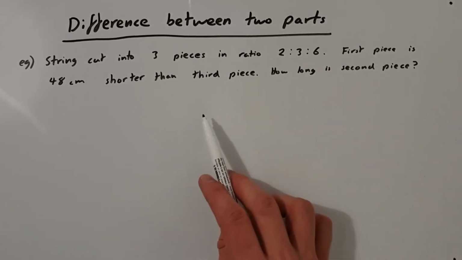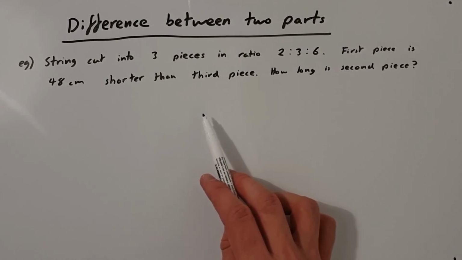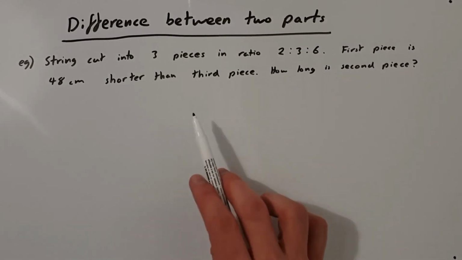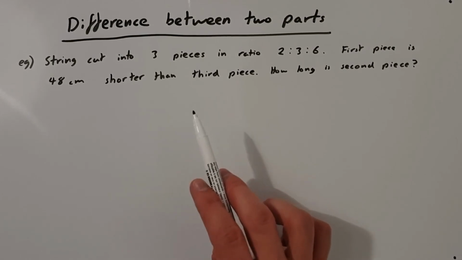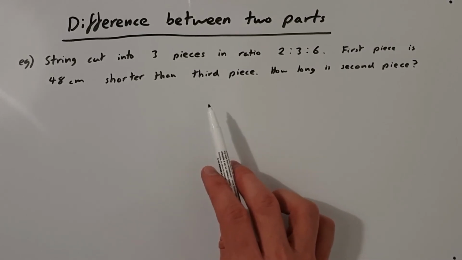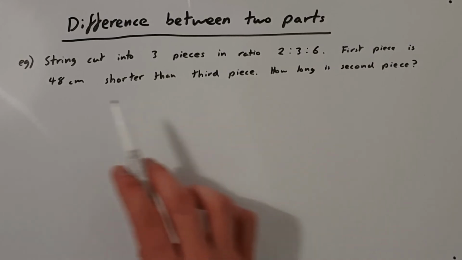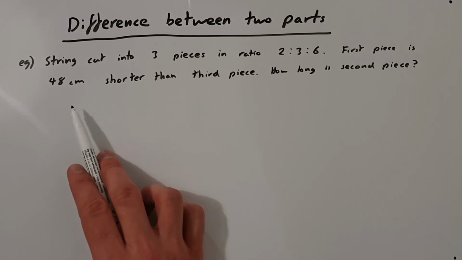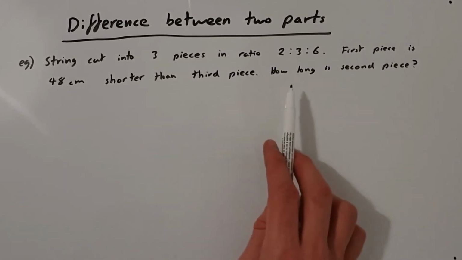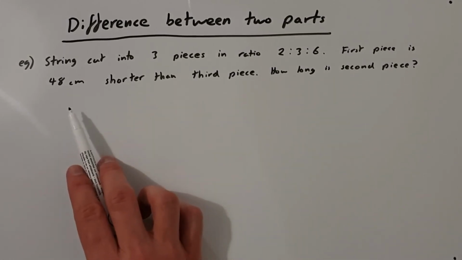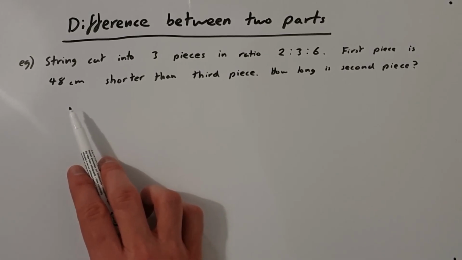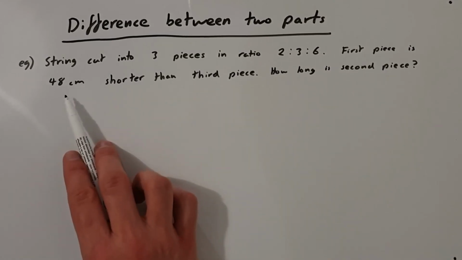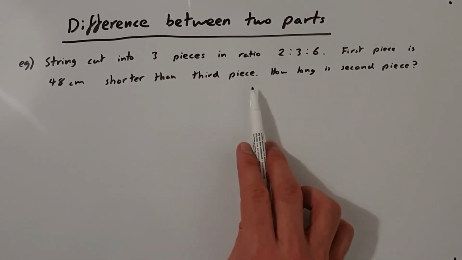Okay, so in this question, we are not given the exact amount of any of the pieces, and we're also not given the original length, as in we're not given the original total of all the pieces either. But what we are given is the difference between 2 of the pieces. So what we can do is look at how many parts of our ratio make up this difference. In this example, our first piece is 48 centimeters shorter than the third piece.